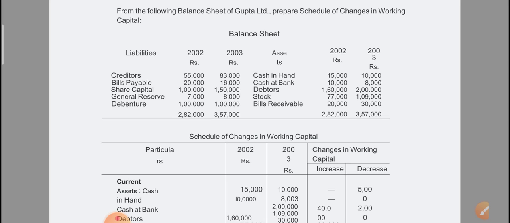To prepare a schedule of changes in working capital, first we need to know the current assets and current liabilities. For that we have to find out net working capital. Let's see what are all the current assets and current liabilities in the given balance sheet.